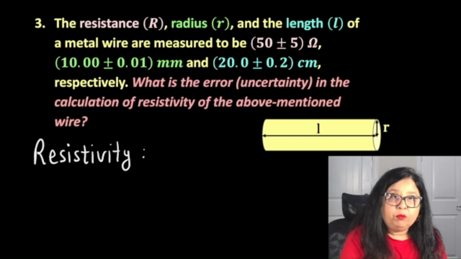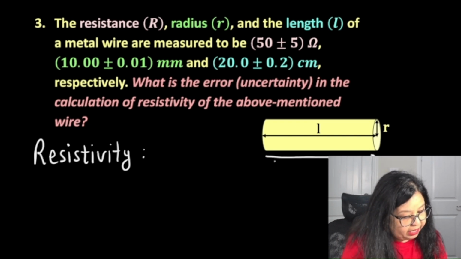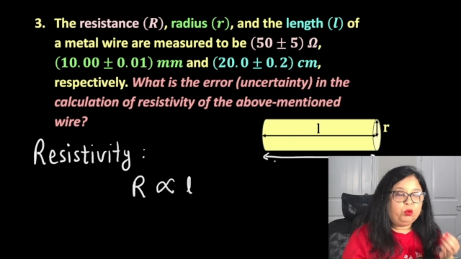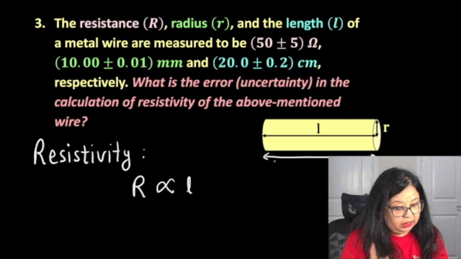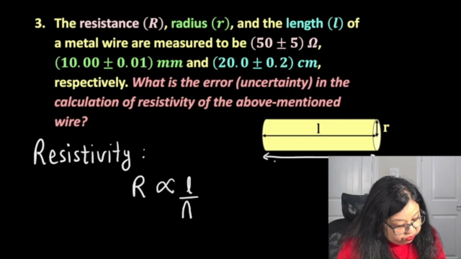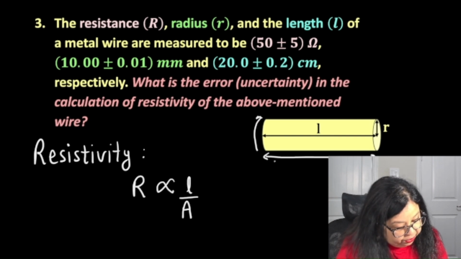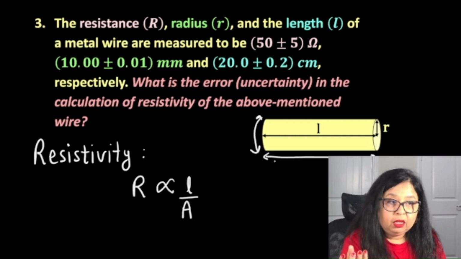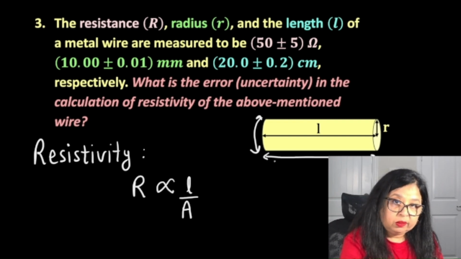The resistance of a wire is directly proportional to the length. The further the current has to travel, the more obstruction, the more hindrance it's going to experience along its way. And this resistance is inversely proportional to the area. If you increase the area of this wire, which is the cross-sectional area, then the current is going to get more pathways to travel along this wire.